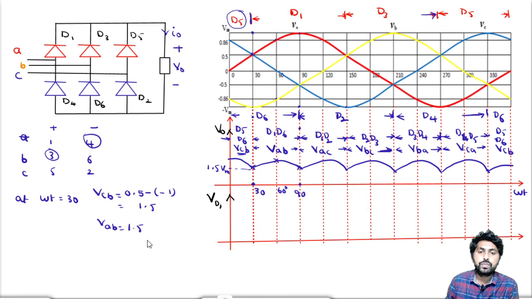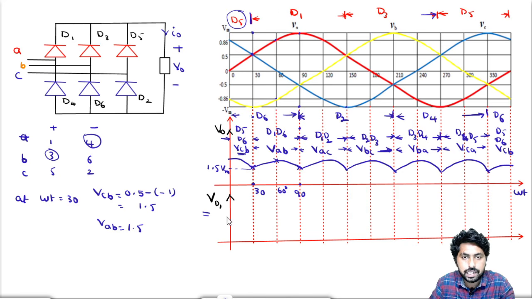Now, let me draw the VD1. When D1 is in on condition, the output voltage is equal to 0. So it is on the 0 line. When D1 is in on condition, the output voltage is equal to 0.